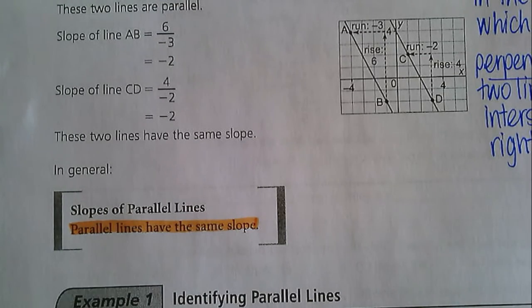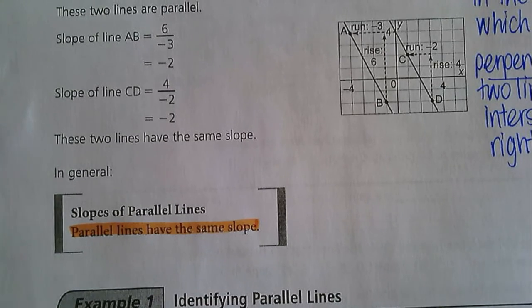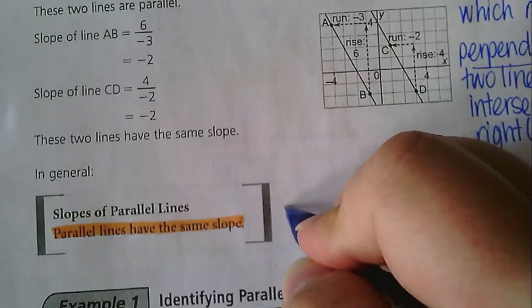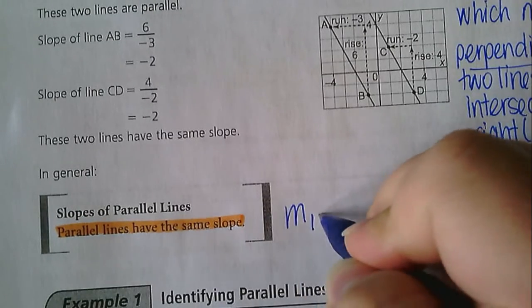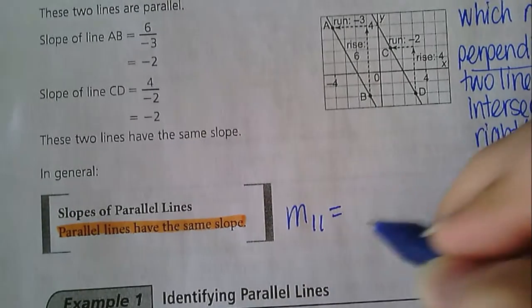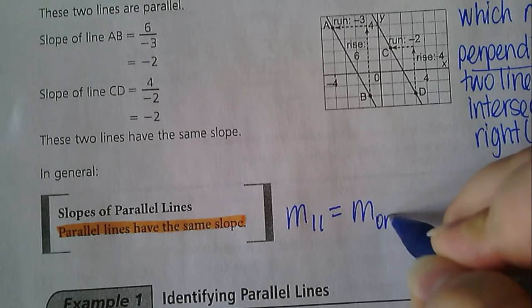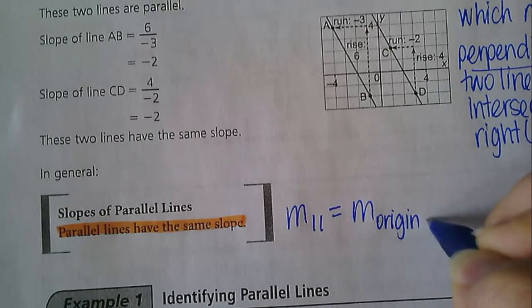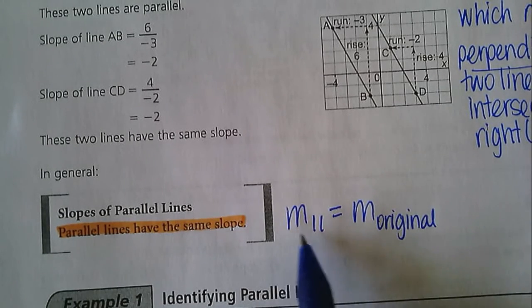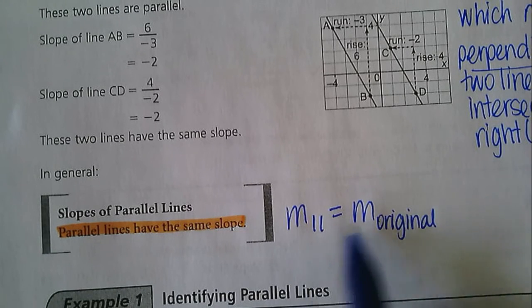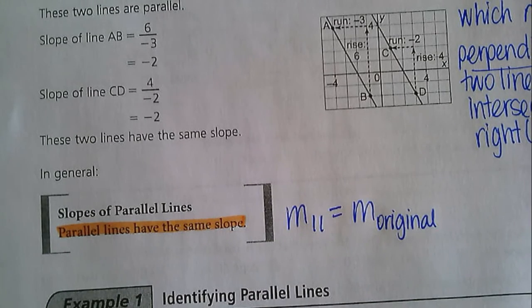On your formula sheet, it's written a little bit differently, but it means the same thing. What it says on your formula sheet is that M, and then it shows two parallel lines, is equal to the M of the original, remembering that M stands for slope. So the slope of a parallel line is equal to the same slope as that original line. All that's saying basically is that parallel lines have the same slope.